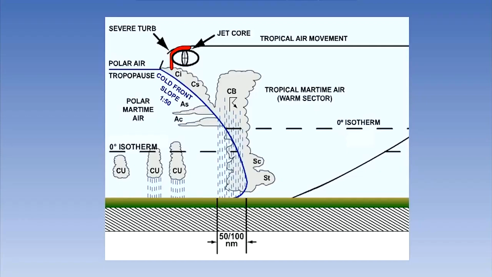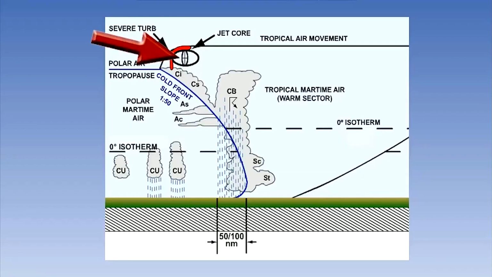There are some other interesting things to note on the diagram. The 0-degree isotherm falls in the colder air behind the front. Note the break or fold in the tropopause, and the jet stream positioned in the warm air with the direction of the flow going into the screen.